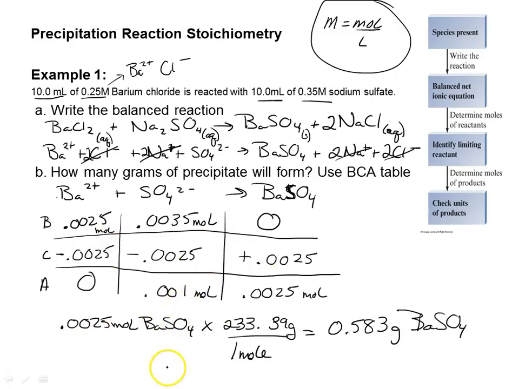Anytime you set up a BCA table, guys, put everything in moles. You've got to get everything in the same unit. You can't leave it in molarity, you've got to leave it in moles, and then you can convert it back into molarity later. So make sure that when you're filling out your BCA table that you put everything in moles.